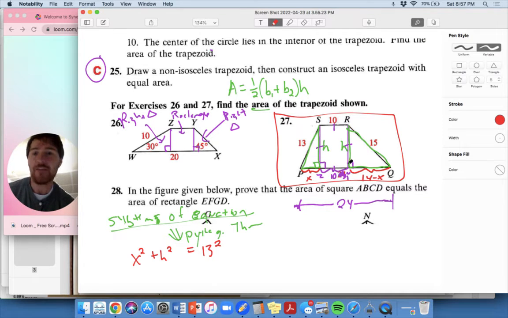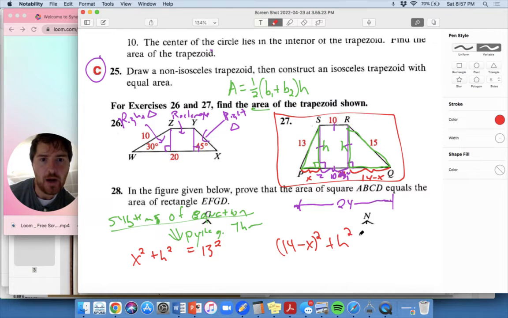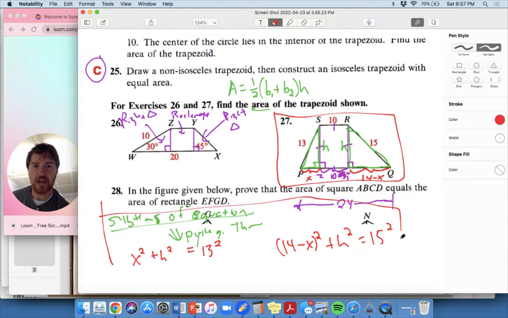So my other equation, I can use that triangle too, right? I can use this triangle to set up an equation using the Pythagorean Theorem. So that's just going to be (14 minus X) squared plus H squared equals 15 squared. There it is. I have my system. This is my system of equations right here.